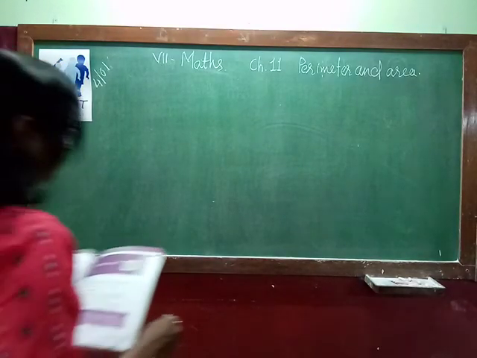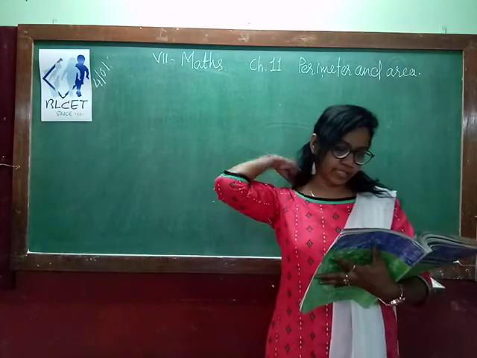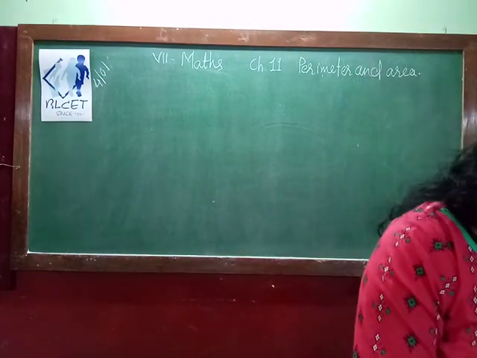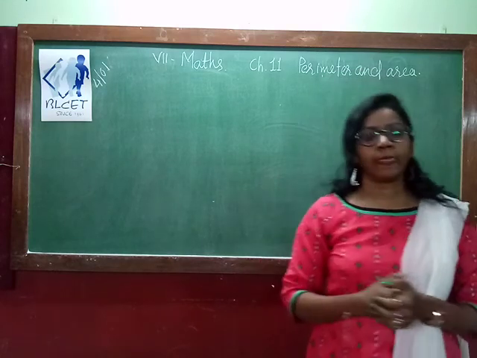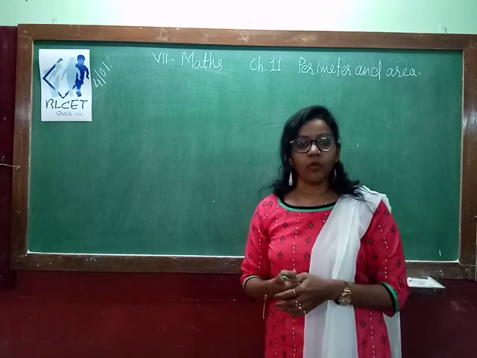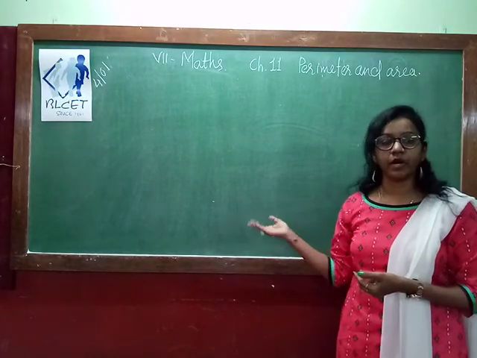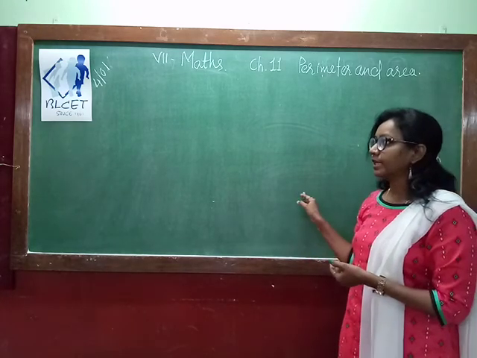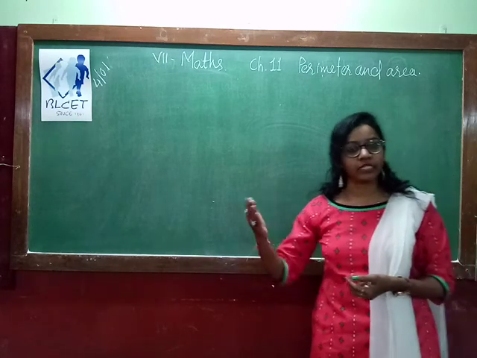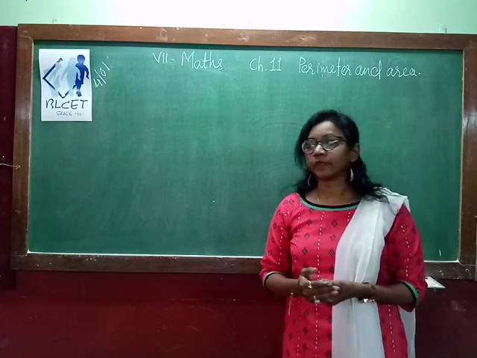Good afternoon, students. Today we will start a new chapter, number 11, that is perimeter and area. First of all, we have already understood the concept of perimeter and the concept of area. Perimeter means what? If you want to find the perimeter of this green board, you have to measure the length of its boundary. That is, the total measurement of its boundary itself gives you the measurement of perimeter.